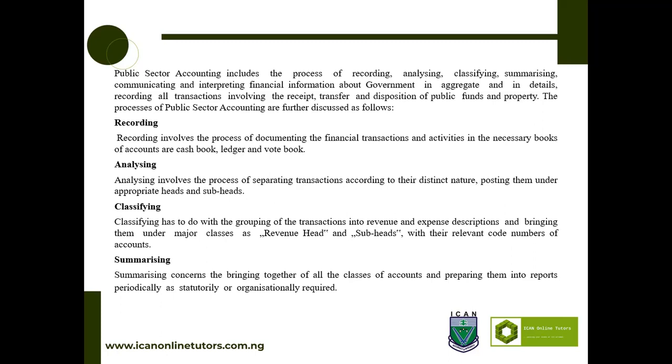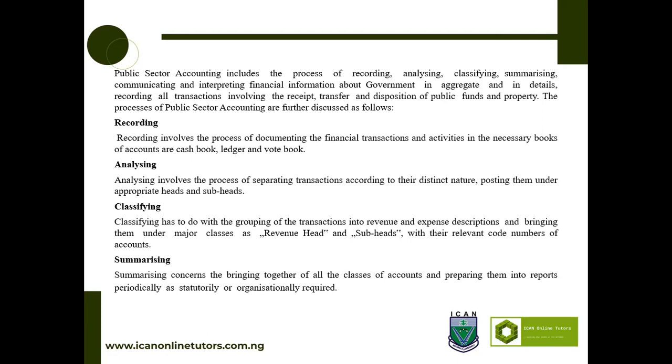We have analyzing. Analyzing involves the process of separating transactions according to their distinct nature, posting them under appropriate heads and sub-heads. In our conventional accounting, we have what is called coding and codification. In public sector accounts, we have heads and sub-heads. The classification under conventional accounting might be a bit different from public sector accounting because of their differences in operation.